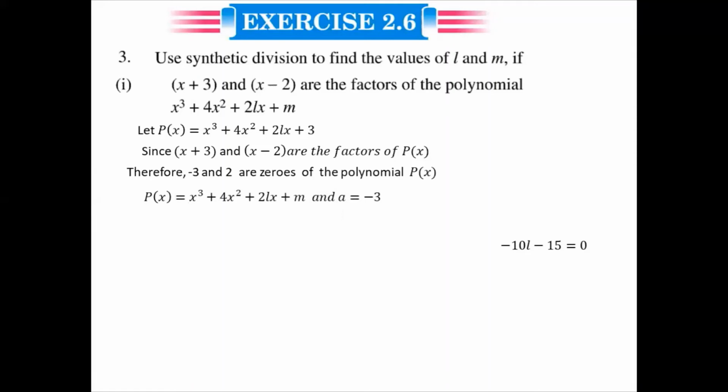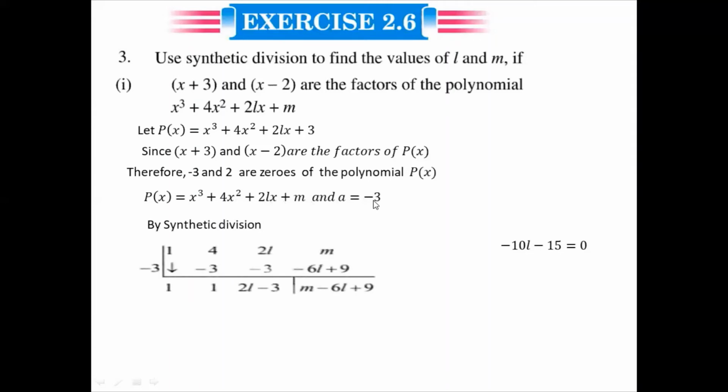First we take P of x is equal to x cube plus 4x square plus 2lx plus m, and here we take a is equal to minus 3. We use the synthetic division. So first we write the coefficient of x cube is 1, coefficient of x square is 4, coefficient of x is 2l, and the constant term is m. This a is equal to minus 3 on the left hand side. So now we take these lines, this is the vertical line, this is the horizontal line.